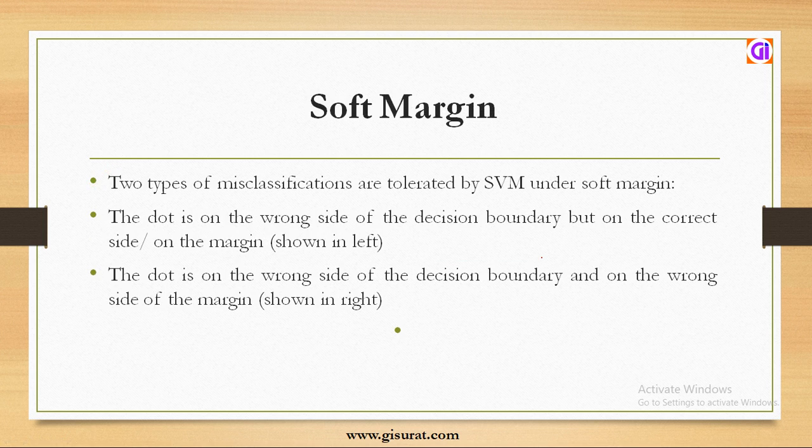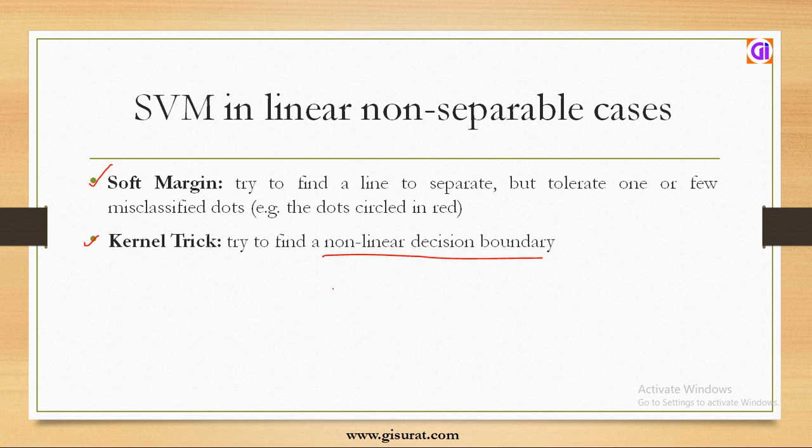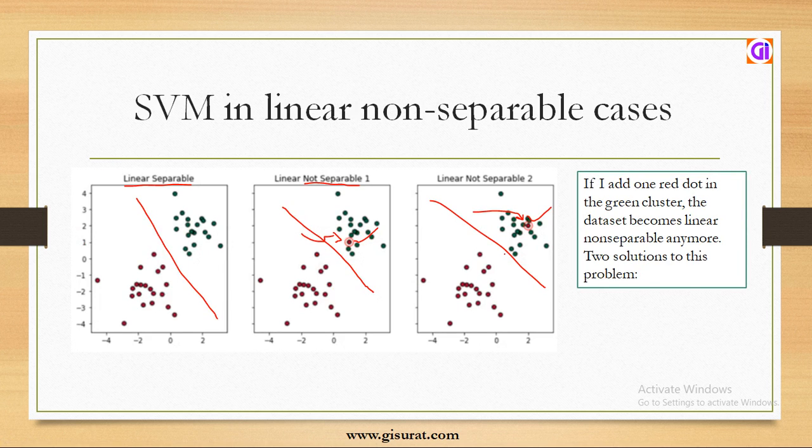Okay, what is soft margin? So two types of misclassification are tolerated by SVM under the soft margin. So soft margin भी दो तरीके से है, shown in left and shown in right. Okay, so like the dot is on the wrong side of the decision boundary but on the correct side of the margin. In a similar way, the dot is on the wrong side of the decision boundary and on the wrong side of the margin, shown in right. So यहाँ जो हमारे पास example था, just consider अगर मैं कुछ error code भी एक बार final करूँ कि ये मेरा error code है. Error code in the sense what?